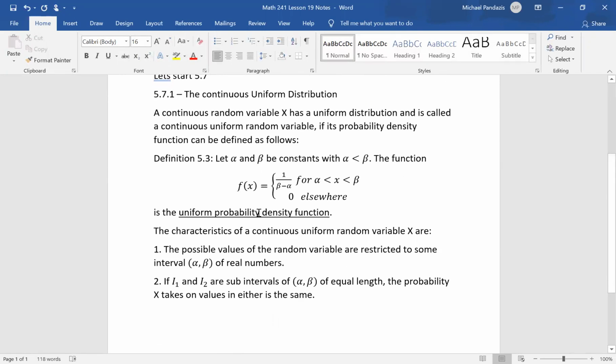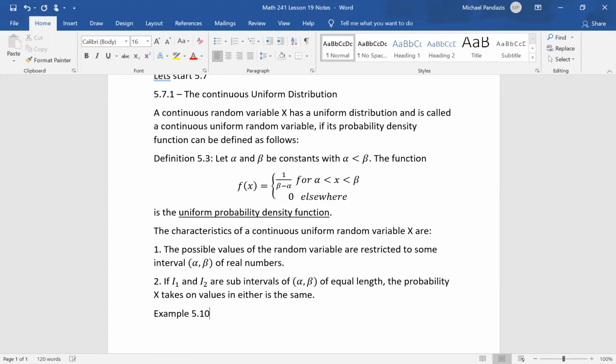So we have this uniform probability density function, and there are 2 characteristics. The possible values of the random variable are restricted to some open interval like this. And if you have 2 subintervals of equal length, the probability X takes on values in either is the same. For instance, if this open interval is of length 10, and you take 2 subintervals of length 2, the probability of it being in either subinterval of length 2 is the same.